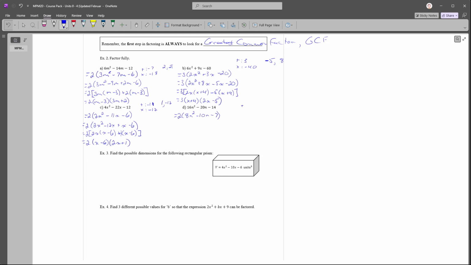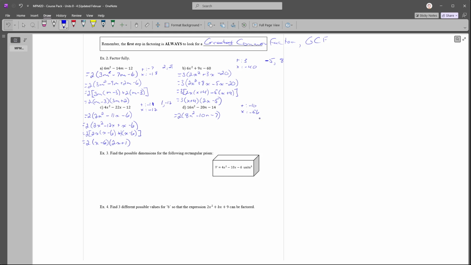Okay, what do we need? We need two values that add up to negative 10, and they're going to multiply to negative 56. Ooh, that's not a fun one, right? But it is what it is. So what can we come up with here? Now we know that this is a negative sign, so that means they're going to be opposing signs, and the larger of the two is going to be the negative.